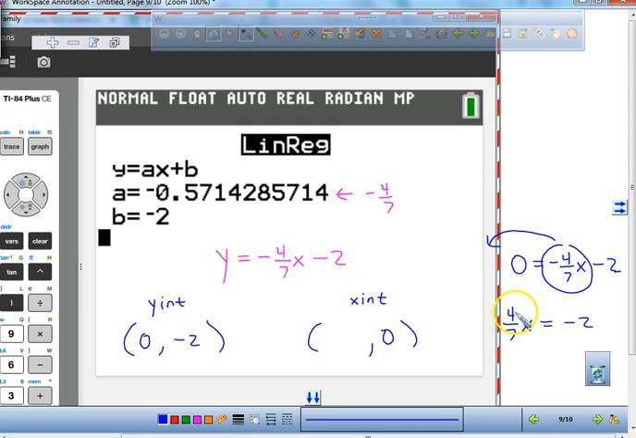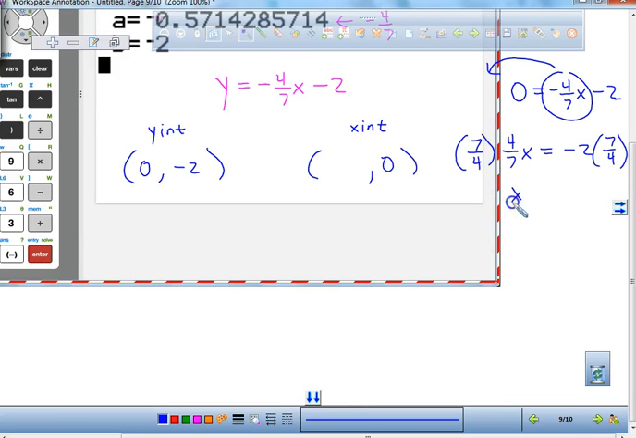But so if you're watching, 4/7 times the number equals negative 2. This is when you have to multiply both sides by what's called the reciprocal. And when you multiply both sides by the reciprocal, this 7 cancels this 7 out. This 4 cancels this 4 out. Negative 2 times 7 is negative 14 over 4. But that reduces to negative 7 over 2, also known as negative 3.5. What's your x-intercept? Negative 7 over 2, comma 0.